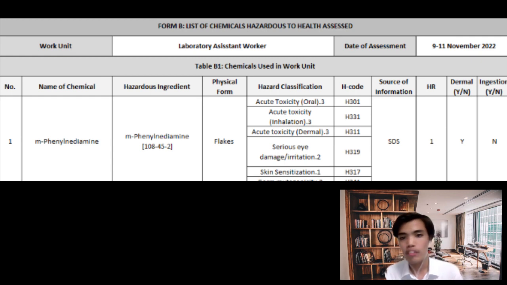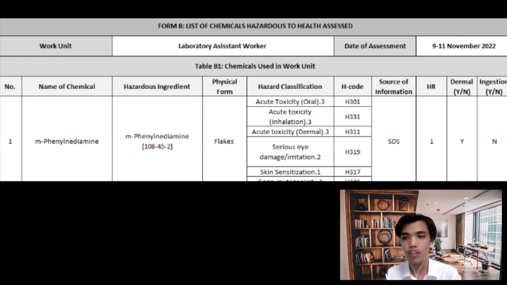For number 1, the name of chemical is phenylenediamine. The hazardous ingredient is M-phenylenediamine, and the physical form is flakes. For hazard classification, we have acute toxicity oral at category 3, acute toxicity inhalation in category 3, acute toxicity dermal in category 3, eye damage or irritation in category 2, skin sensitization category 1, and the last one is germ cell mutagenicity in category 2.